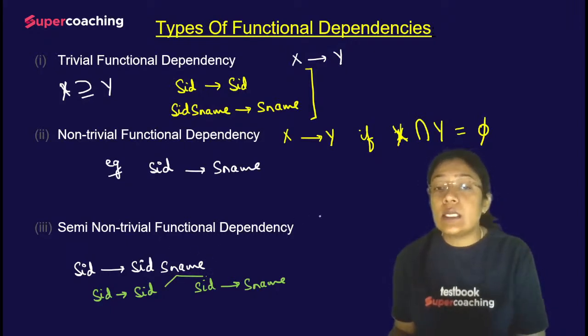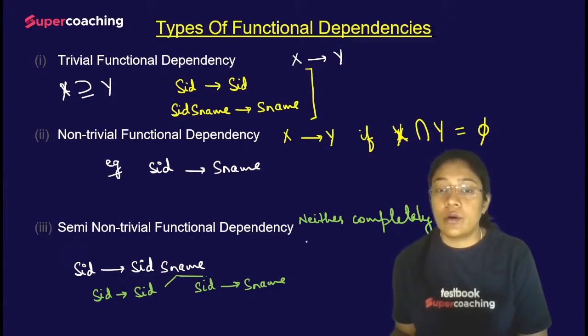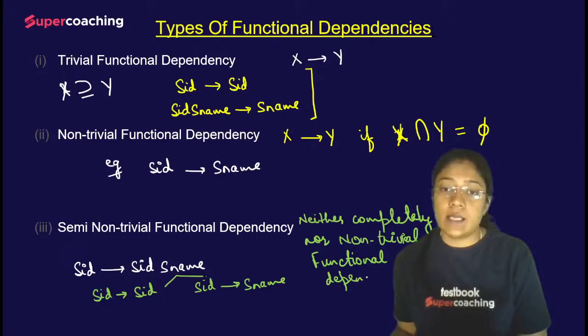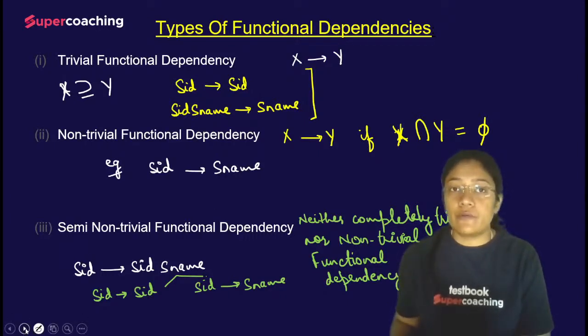That means which is neither completely trivial nor completely non-trivial functional dependency. Make sense? Yes? So these are the different types of functional dependencies.